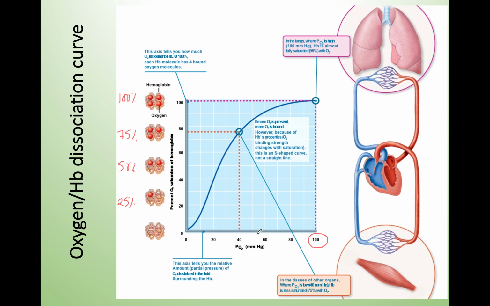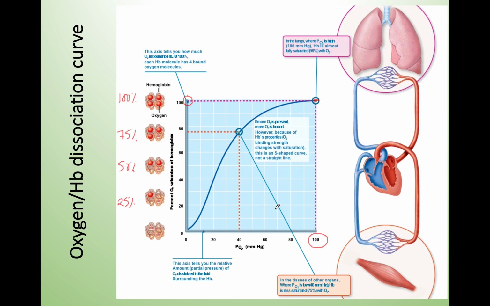That implies high affinity. So if you notice how it says 100 millimeters of mercury here, if you go all the way to the top of the graph and then see what the saturation of the oxygen is, it's 100% saturation, which means that at this bullet point right here, 100 millimeters of mercury, which is your lungs, your hemoglobin would be almost 100% saturated.